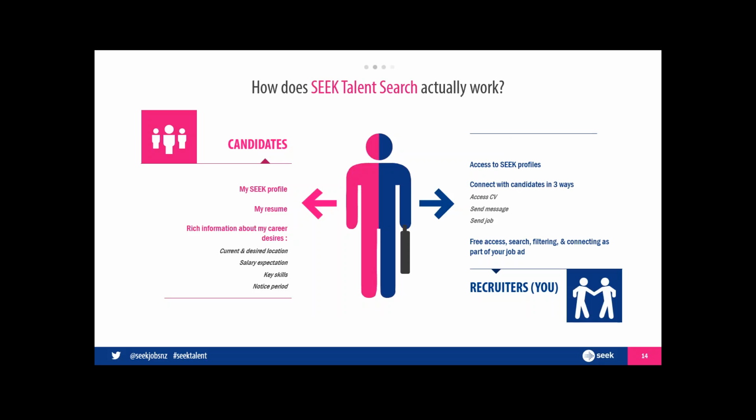Now, candidates give us a bucket load of information. I guess that's the real point of difference between this and a lot of other search capabilities. They give you their resume, and their resume is extremely rich, and we parse information out of the resume when you put in your keyword refinements. We also get lots of rich information about their career motivations and desires. So how much money do they want? What sort of skills do they have? How much notice period do they need to give?